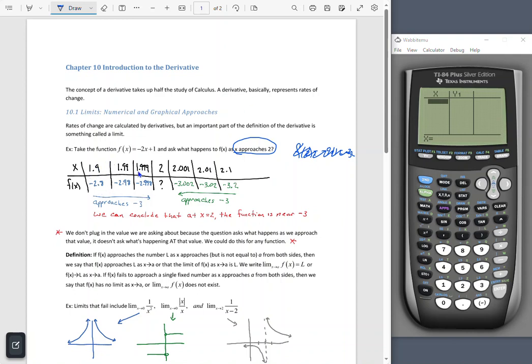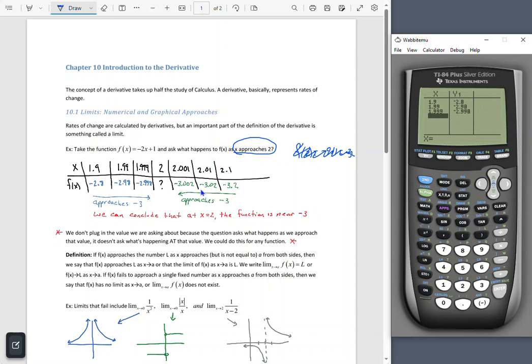So we'll use some x values that are super close to 2, but on the left, like 1.9. Now it's using my function that I put in y1, and I'll get negative 2.8. I'm going to get closer to 2, and I see negative 2.98. And I can get even closer to 2, right? Add more 9s, we're good. Oh my goodness, that looks like it's getting super close to negative 3.